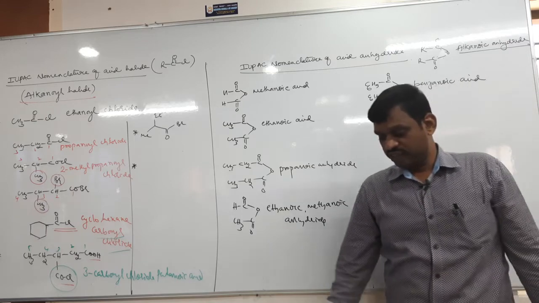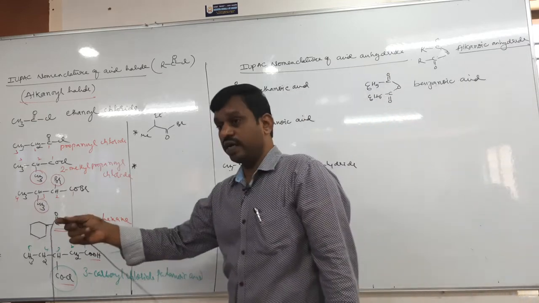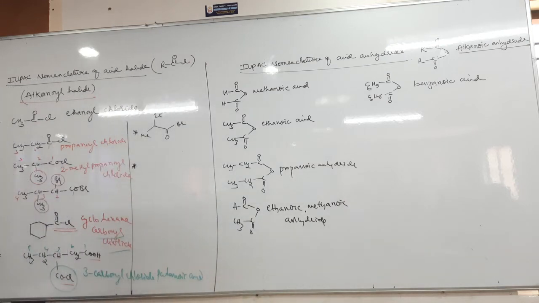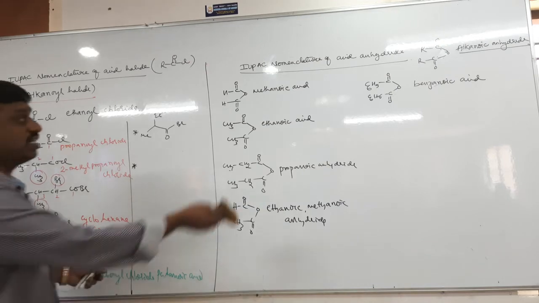Next, acid halide. What is the IUPAC name of acid halide? Alkanoyl halide. If alkanoyl halide is not possible, carbonyl halide. Then acid anhydride. Okay. Next, write aldehydes. IUPAC nomenclature of aldehydes and ketones.